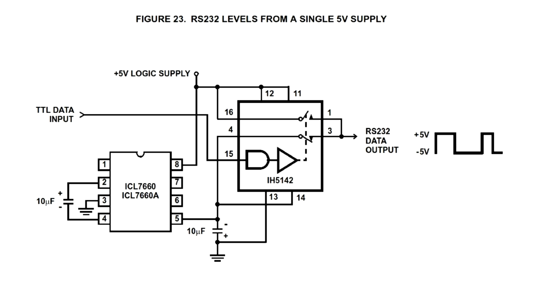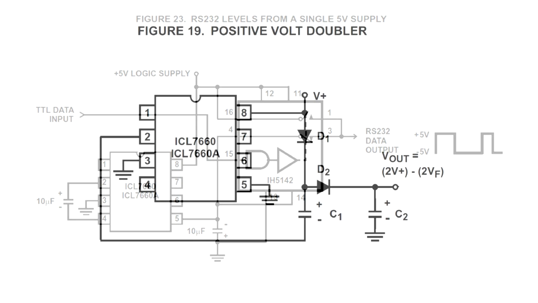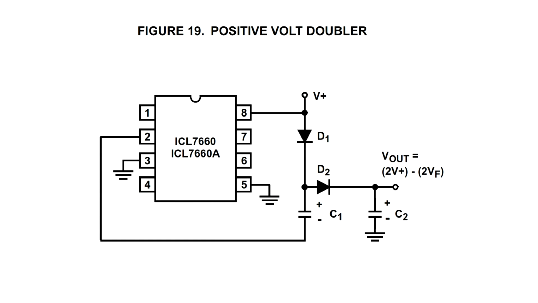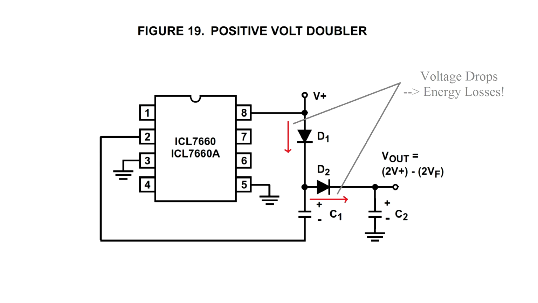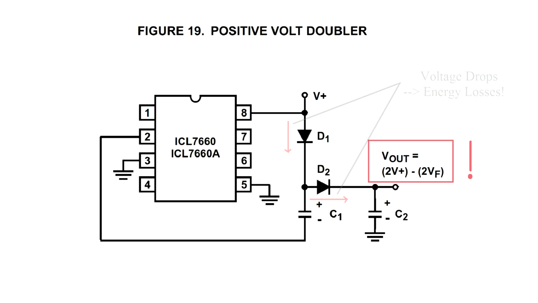You can also build up a charge pump in voltage doubler configuration with the ICL 7660. The efficiency is however not as good, because two external diodes over which voltage drops occur are necessary. For that same reason, you can always only get a maximum output voltage of 2 times the input voltage minus the two forward voltages of these diodes.